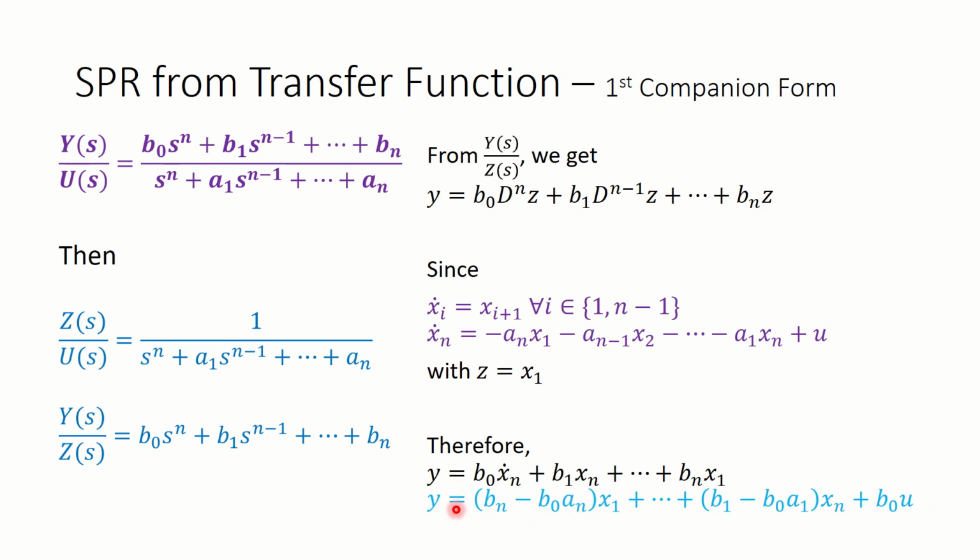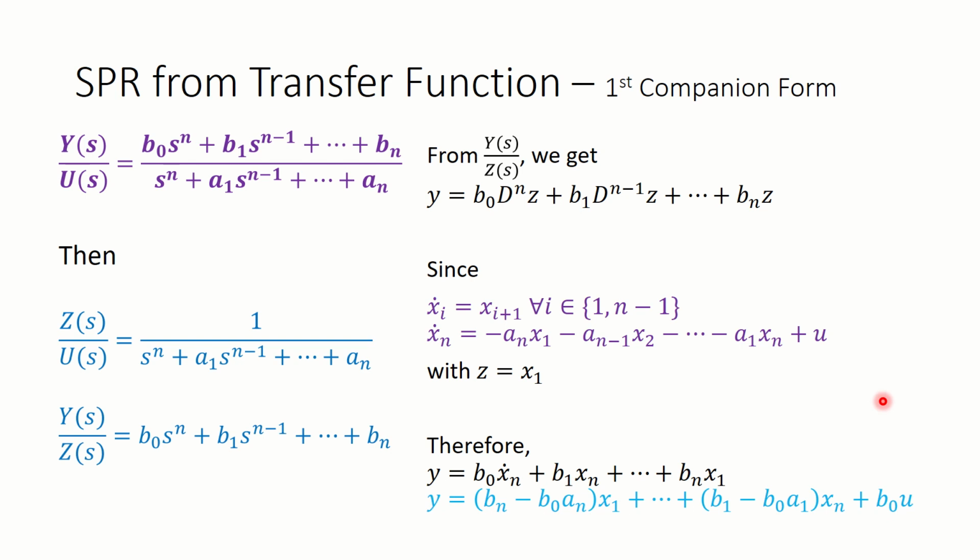So this is a step jump here. You do the intermediate step yourself, you write the expression of xn dot here, and then you expand it, and then you collect the coefficients of each of the states, x1, x2, x3 up to xn, and then we also see that this b0u also comes. So now you get the expression of y in terms of these state variables.